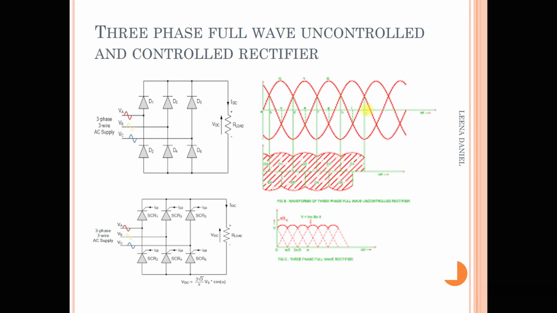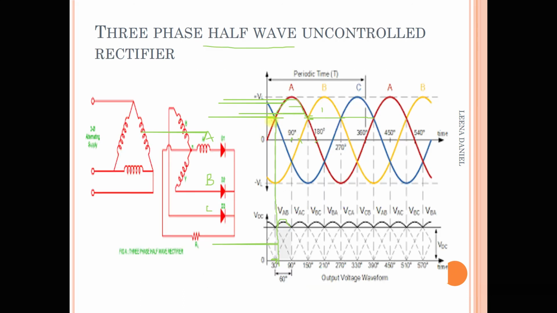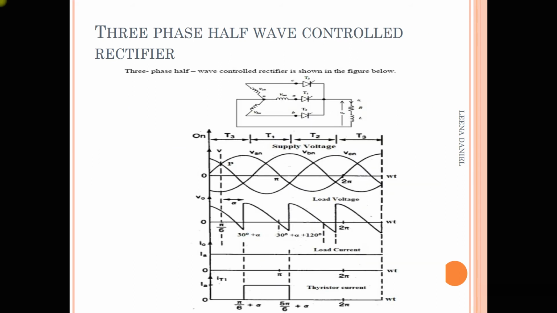Now see the three-phase full wave rectification. Here I have shown both the circuits for uncontrolled and controlled rectification. But one thing was left out in the half wave: here one thyristor, sorry, one diode, and here a thyristor also. One thyristor or one diode will conduct for 120 degrees. If this point is 30 degrees and this point is 150 degrees, then the portion between them is 120 degrees. So the thing to remember is that for a half wave rectifier, one diode would conduct for 120 degrees.